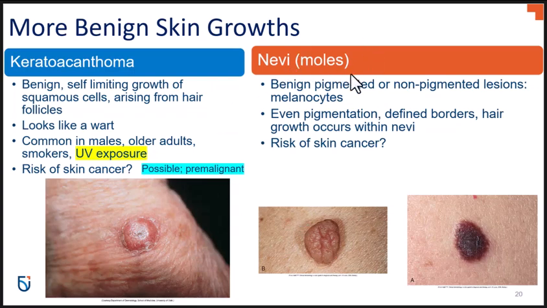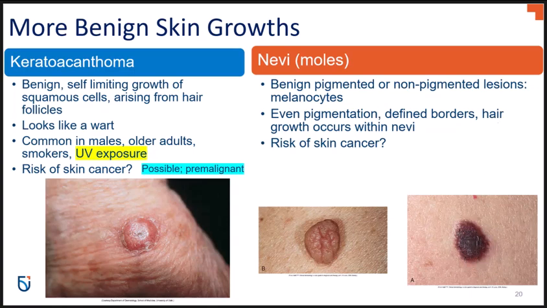All right, nevi, or what you know of as moles, they're considered benign. They can be pigmented, which is what you would normally associate with a mole, or they can be non-pigmented, but they're made up of melanocytes, those melanin-producing cells. What's key when it comes to moles is that there is even pigmentation throughout the mole. And we're going to see this on a later slide. We want to see that the borders are very defined, very clear, not blurry. Sometimes a hair will grow out of a nevus.